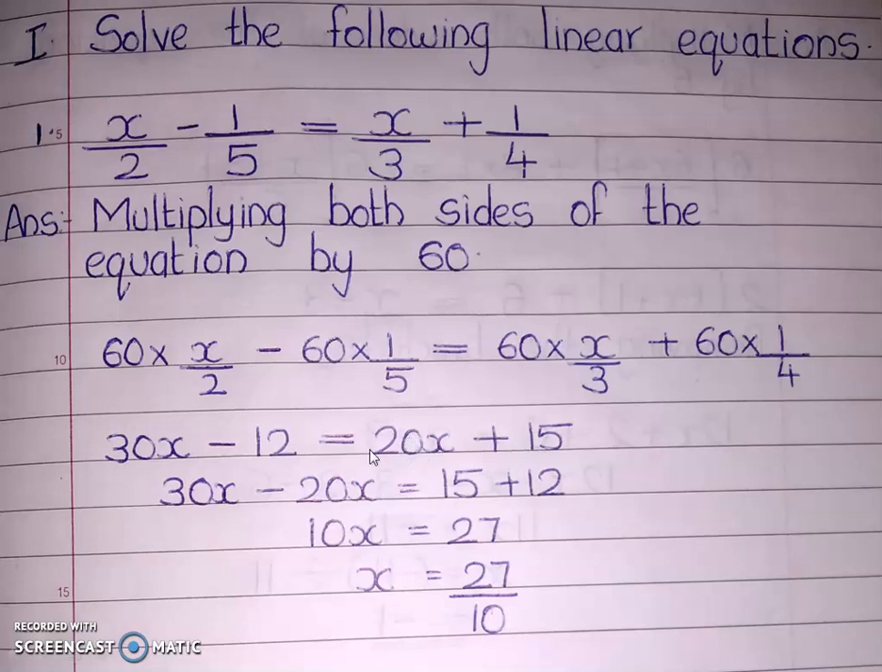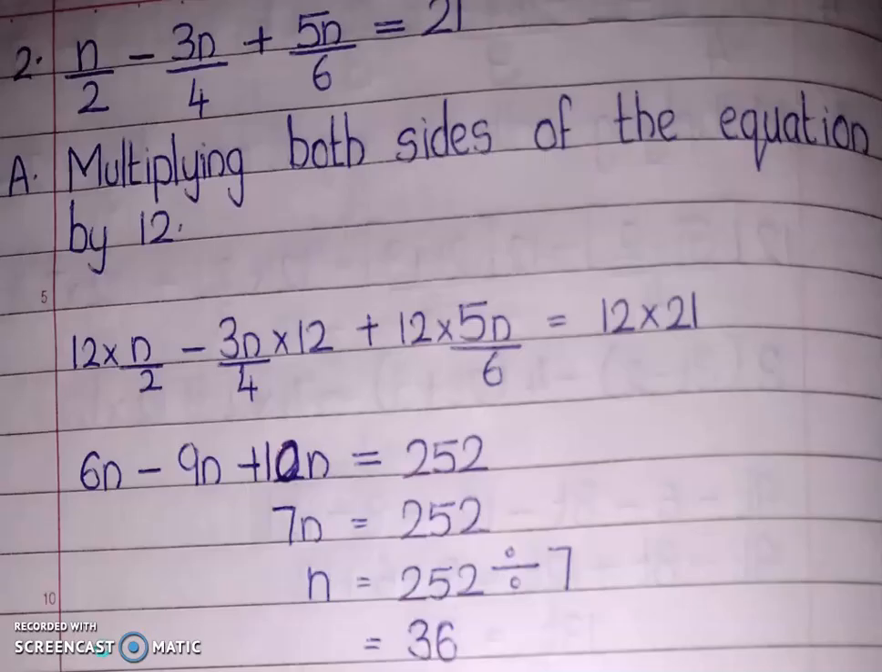I'll take 20x to the left side. What happens? Positive 20x changes to negative 20x. 15 as such, negative 12 comes to the right hand side, that is plus 12. So 10x is equal to 27. X is equal to 27 by 10. So the solution for this equation is x is equal to 27 by 10.